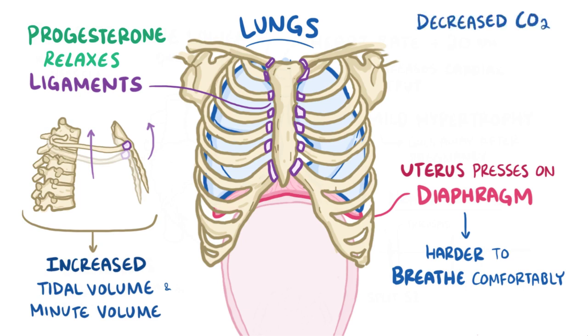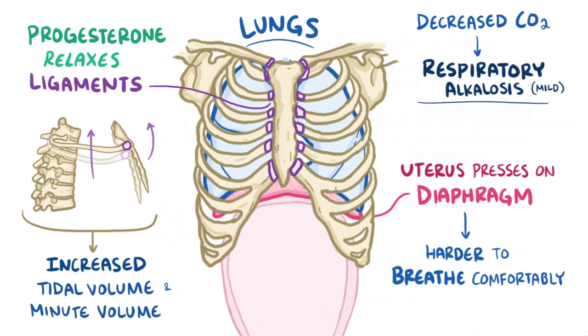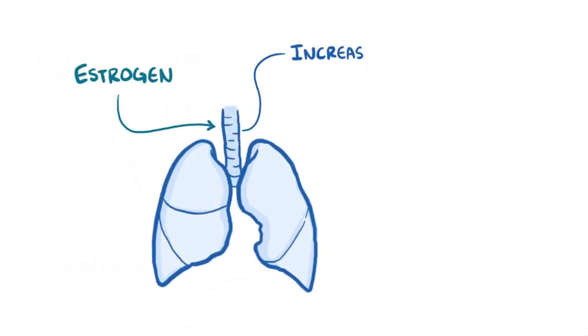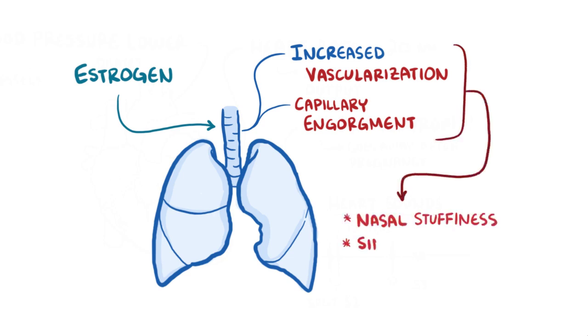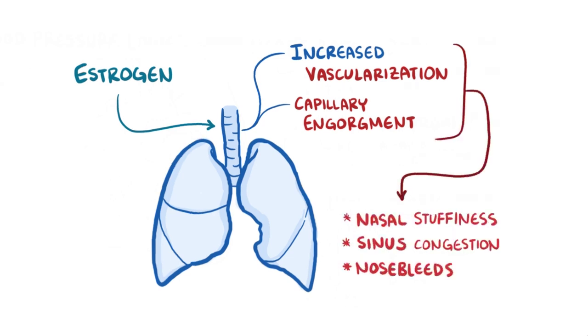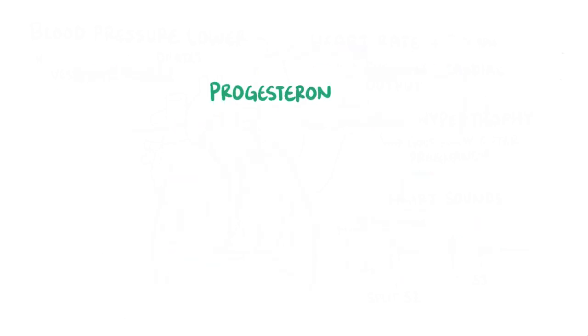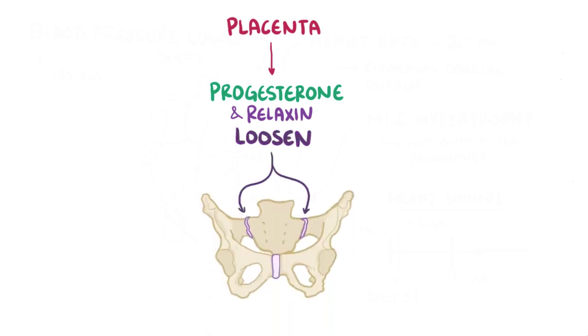This decreases carbon dioxide levels in the blood, causing a mild respiratory alkalosis. It turns out that this mild alkalosis actually enhances gas exchange across the placenta, making it easier for the growing fetus to get oxygen. Finally, in the upper respiratory tract, estrogen causes increased vascularization and capillary engorgement, which can lead to nasal stuffiness, sinus congestion, and nosebleeds.